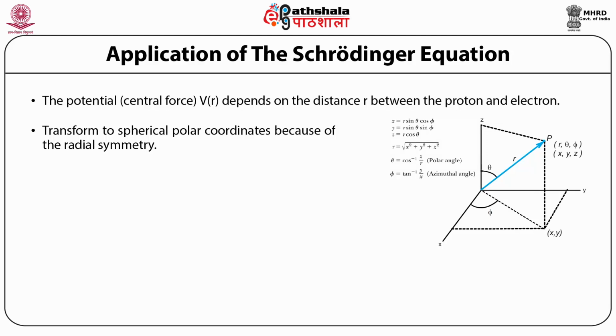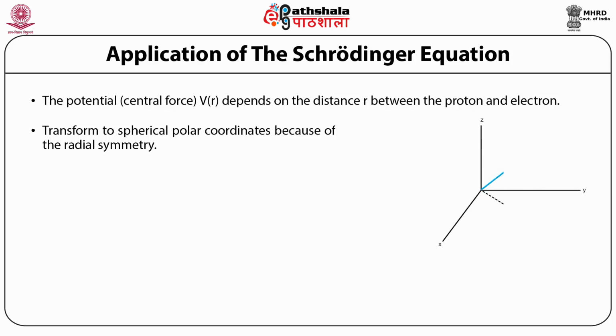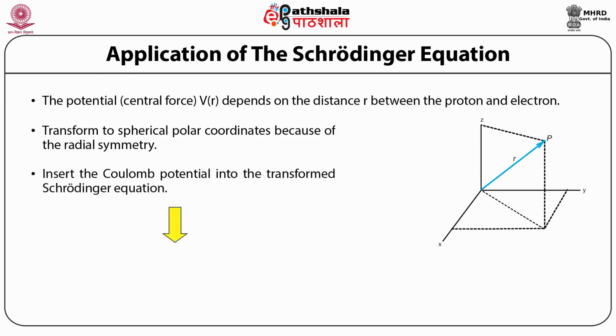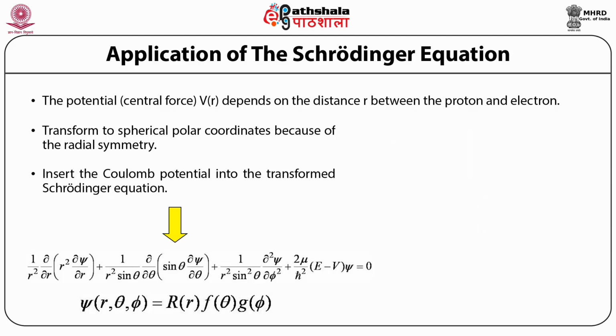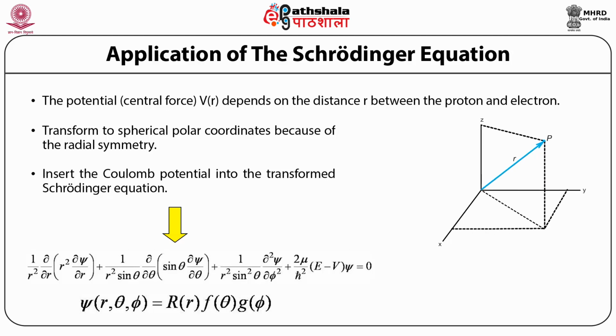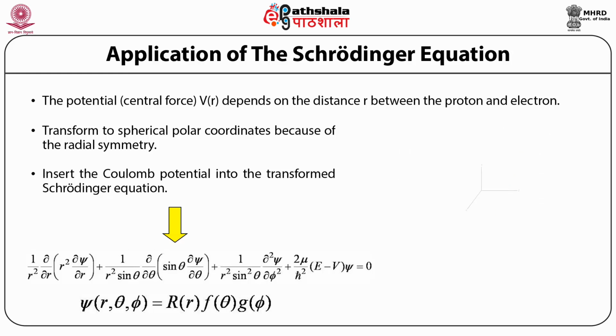So if we transform the Schrödinger equation into the radial coordinate system, or to the spherical polar coordinates, then the Schrödinger equation can be written as 1 by r square del by del r of r square del psi by del r plus 1 by r square sine theta del by del theta of sine theta del psi by del theta plus 1 by r square sine square theta del square psi by del phi square plus 2 mu by h cut square of E minus V multiplied by psi.